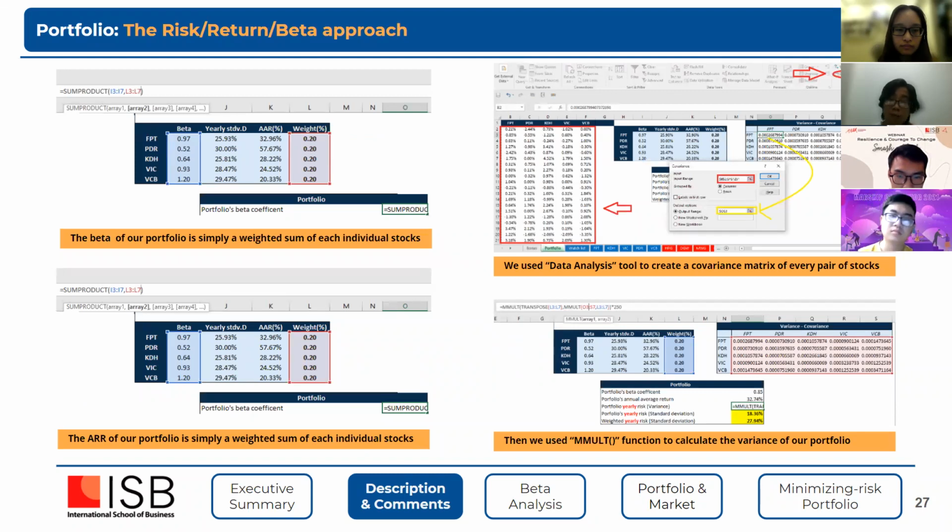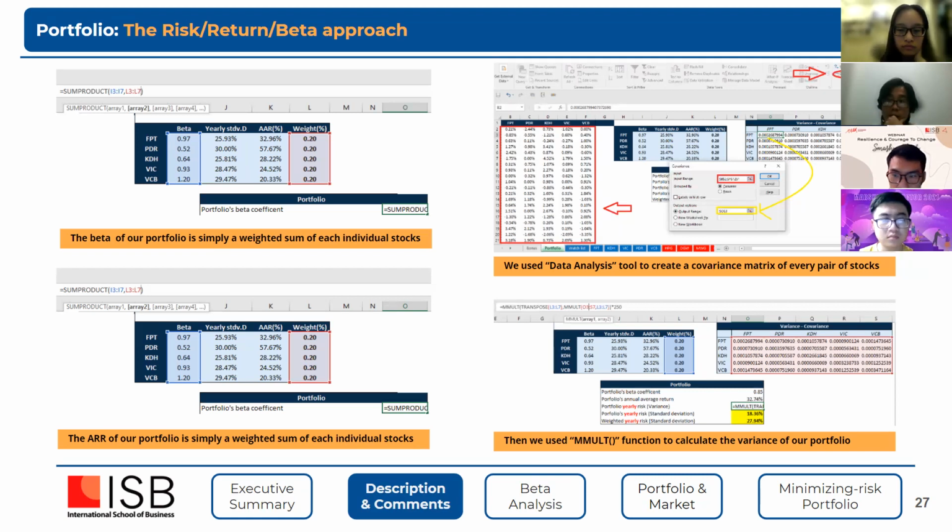Regarding the return and the beta coefficient of our portfolio, they are simply the weighted sum of each of the 5 individual stocks, but it's different for the variance of our portfolio. First, we have to use the data analysis tools in Excel to calculate the covariance of each pair of stocks. And then we have to use the MMULT function to get the product of 2 matrices between the weight and the variance tables. So that's how we got the statistics of our portfolio. And for further analysis of our portfolio, we're presented by Kate.